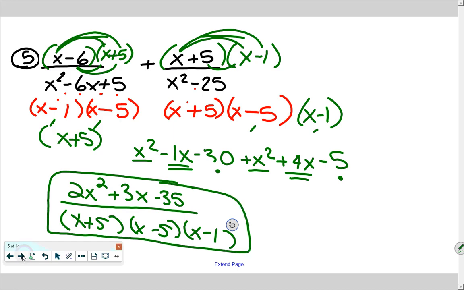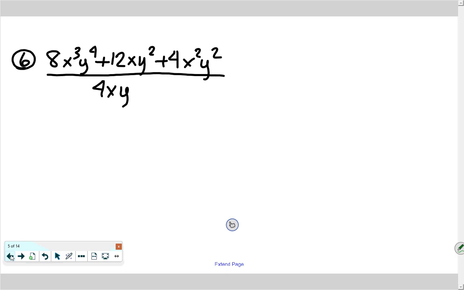Okay, next one. You can write them separately, you don't need to, but each one of these is being divided by 4xy. So if you want to write them as three separate fractions, you can, or just remember that when you divide, it's still there to go on to the next one.